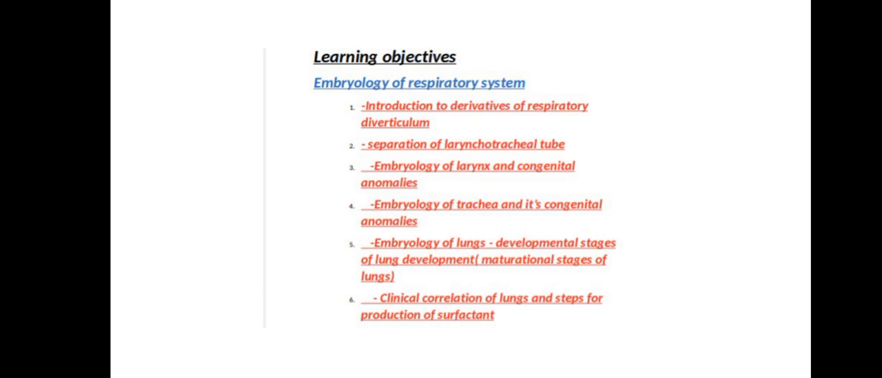Now, respiratory system is first seen as the midline evagination, known as the respiratory diverticulum, or the laryngotracheal diverticulum. That is from the ventral wall of the pharyngeal part of the foregut. It then extends in its caudal direction and finally elongates, forming different parts of the respiratory system.